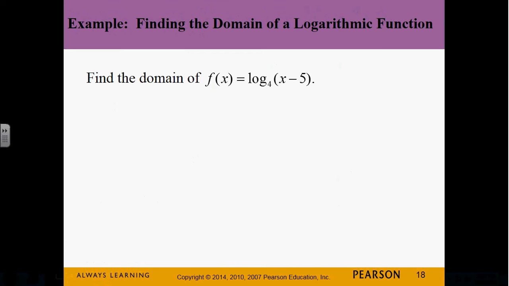Now, since I know that the domain has to be positive, how do I find the domain of this logarithmic function? If I know that the argument, and when I say argument, I'm just talking about whatever I'm taking the log of, has to be positive, then much like when I did square roots, all I have to do is set whatever that argument is greater than 0.